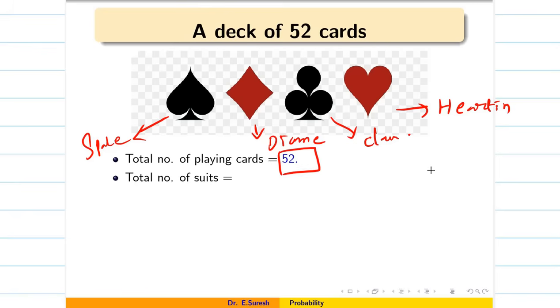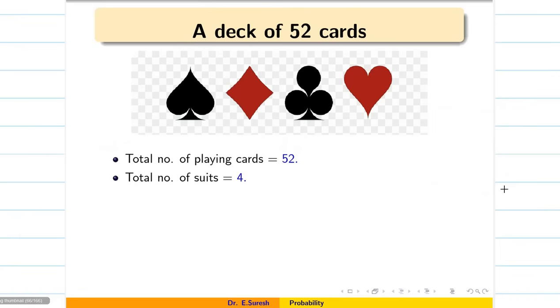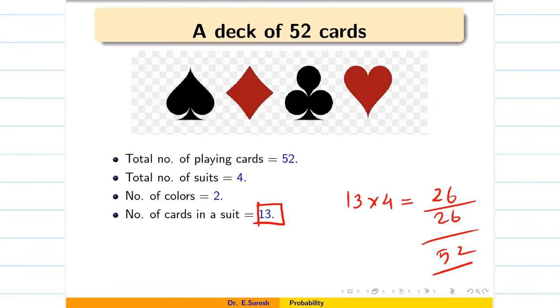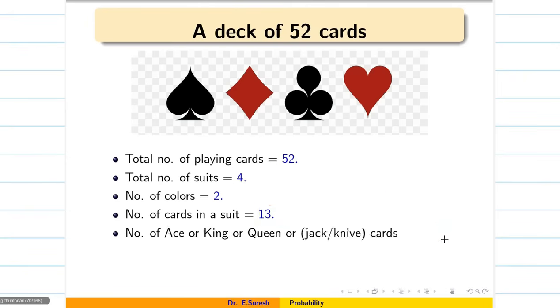52 cards divided by 4, we have 13 cards in a suit. So we have 4 suits. Heart and diamond are red, and the other 2 are black. Each suit, as I said, has 13 cards. So 13 into 4, we'll have 26 and 26 for the 2 colors, which is 52 total.